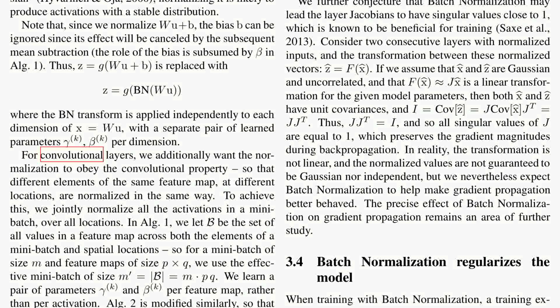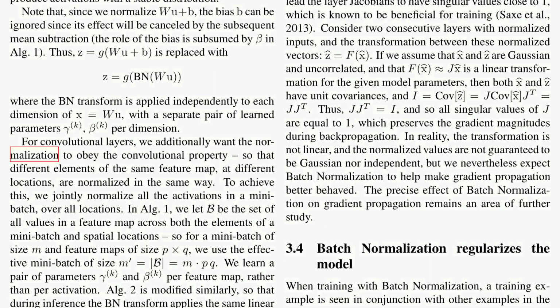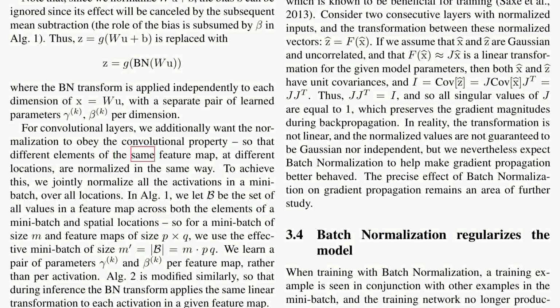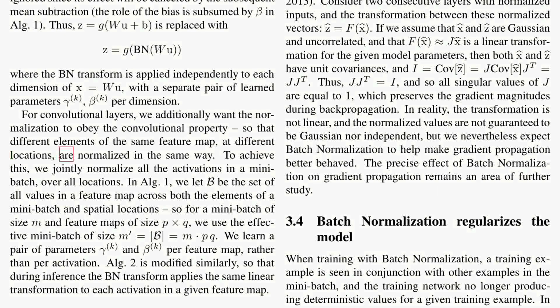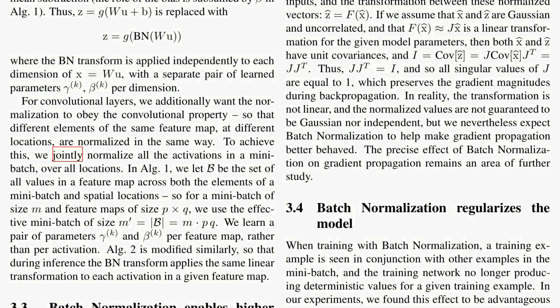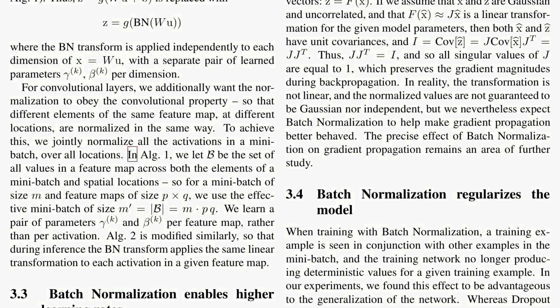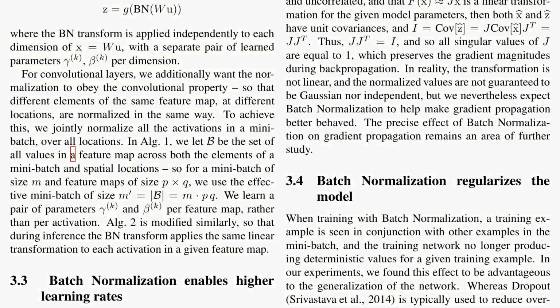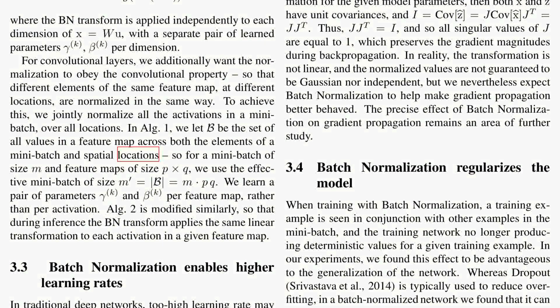For convolutional layers, we additionally want the normalization to obey the convolutional property, so that different elements of the same feature map at different locations are normalized in the same way. To achieve this, we jointly normalize all the activations in a mini-batch over all locations. In Alg. 1, we let B be the set of all values in a feature map across both the elements of a mini-batch and spatial locations.